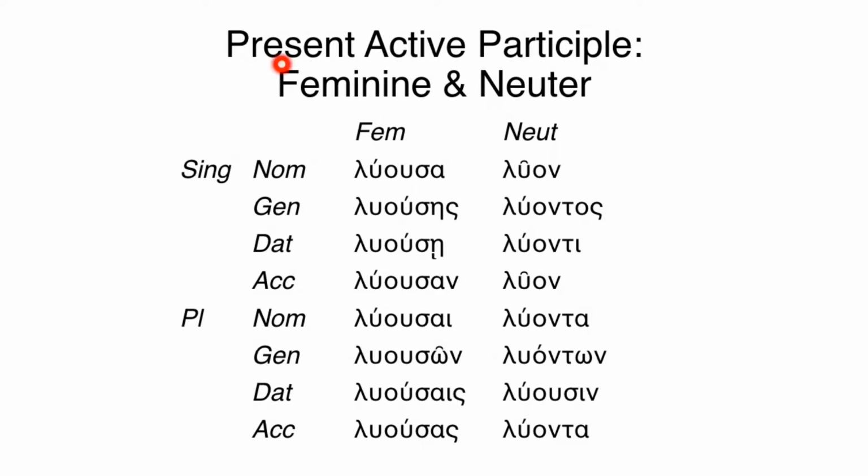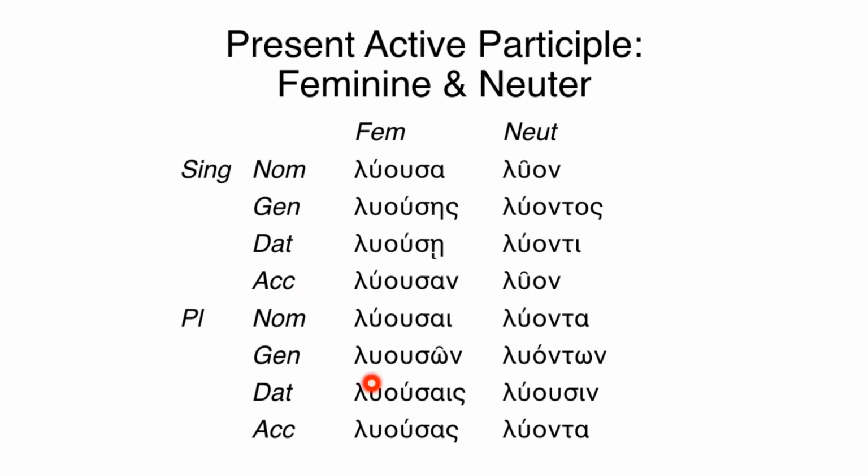We're looking at the present active participle, feminine and neuter genders. First, the feminine. The nominative singular, feminine, present active participle is luusa or liusa. The genitive singular is luuses or liusis. The dative is luuse or liusi. The accusative is luusan or liusan.